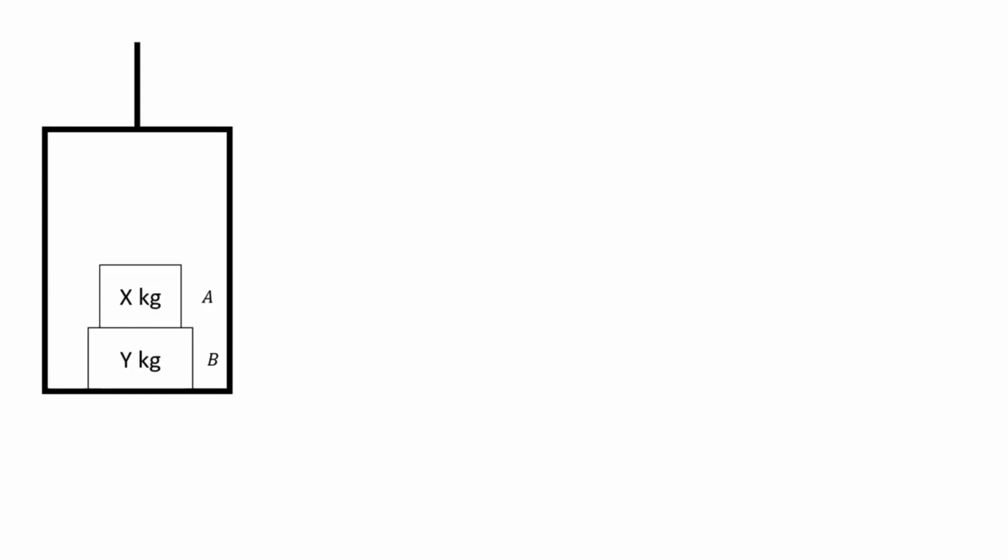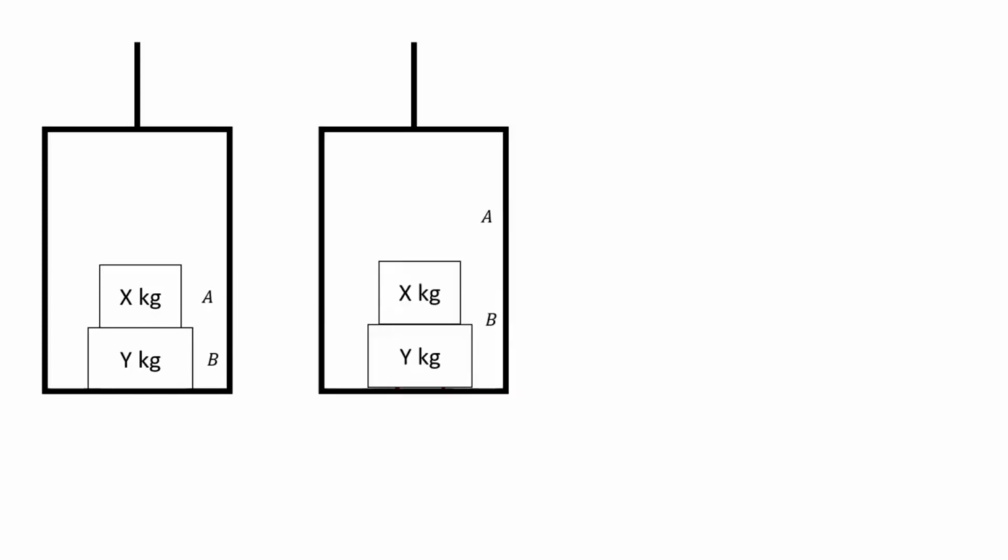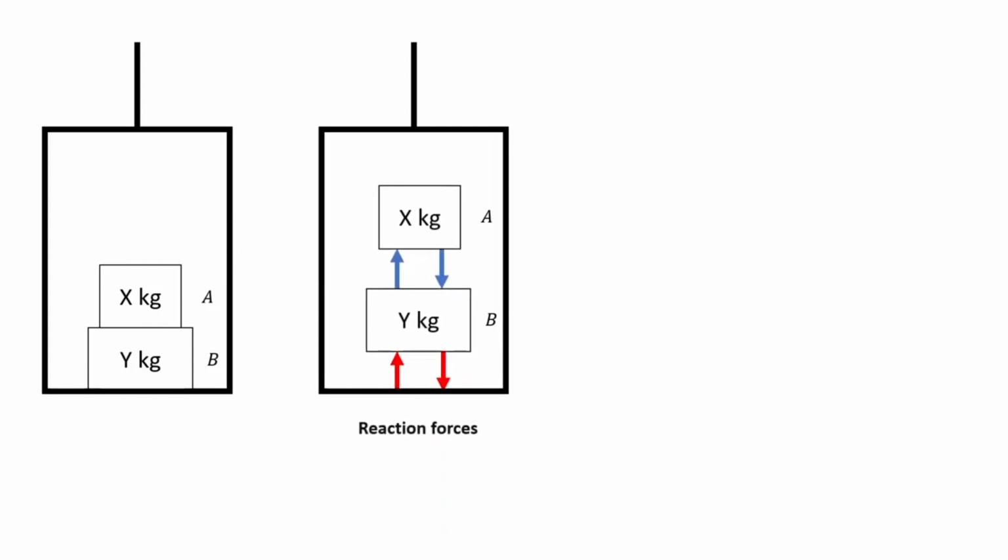Now, we're going to be in a similar situation. We can consider the entire system and apply Newton's second law, but we need to be aware of the internal forces that are at play. There is a reaction force in between any objects that are in contact. So, there is a reaction force between box A and box B. That's the blue force that I've drawn. And there's a reaction force between box B and the floor of the lift. That's the red force that I've drawn.